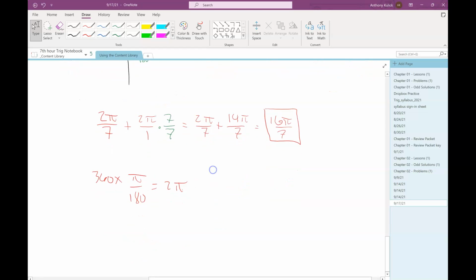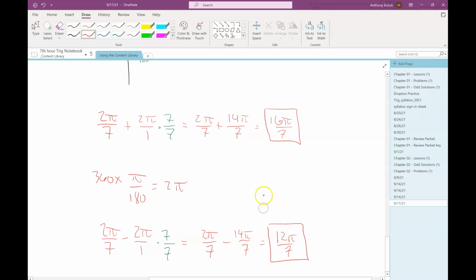If I want a negative one, the question asks for a positive one and a negative one. Well, I better do some subtracting. So I'm going to subtract 2 pi this time. And again, make my common denominator. Negative. 2 pi minus 14 pi is negative 12 pi. So there's a negative angle. So that would do it for us.